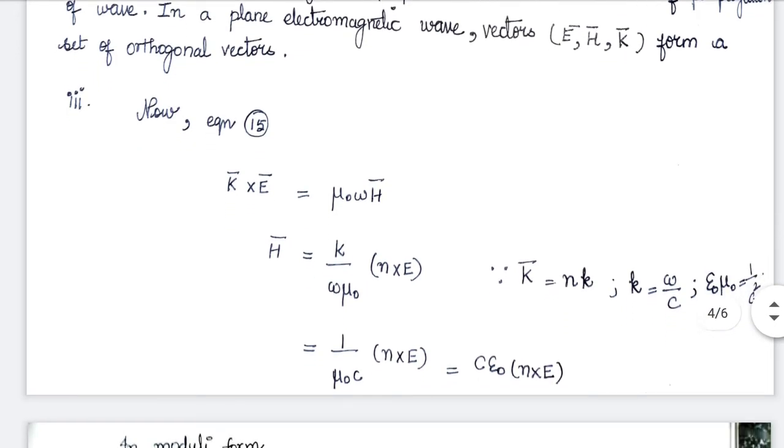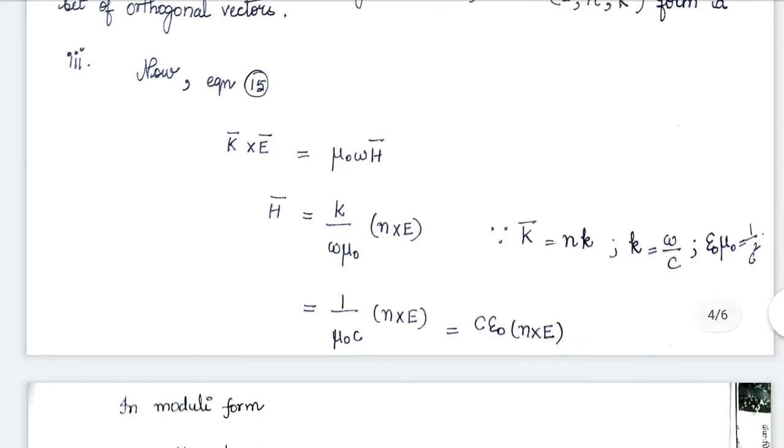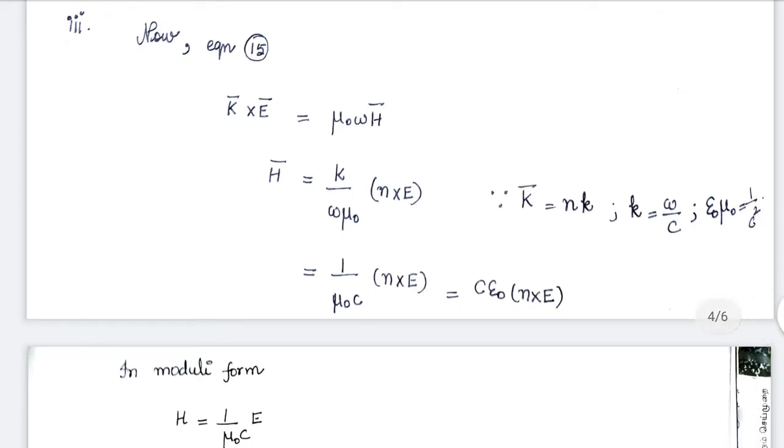Again, let's take equation 15. K vector cross E vector is equal to mu naught omega H vector. So we can write H vector is equal to k cross E vector divided by mu naught omega. And we have the k vector equal to n times k, and k can be written as omega by c. Substituting all this in this expression, we get 1 by mu naught c into n cross E.